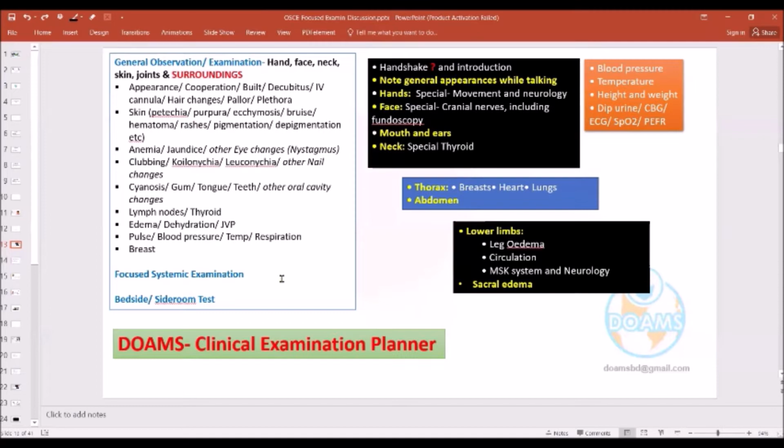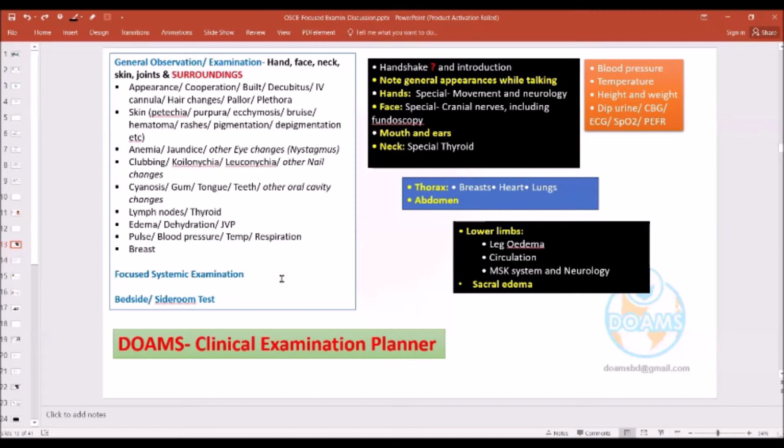Okay, plethora. Plethora means red face, redness. Is it important? Maybe related also, maybe, but better not to say. Ignore it. If you cannot correlate directly, you can ignore it. Then in the skin change: petechiae, that means the bleeding point, purpura, ecchymosis, bruise, hematoma, rashes, pigmentation, depigmentation. Which point is more important in the skin? Maybe depigmentation as a part of vitiligo. Vitiligo, right?